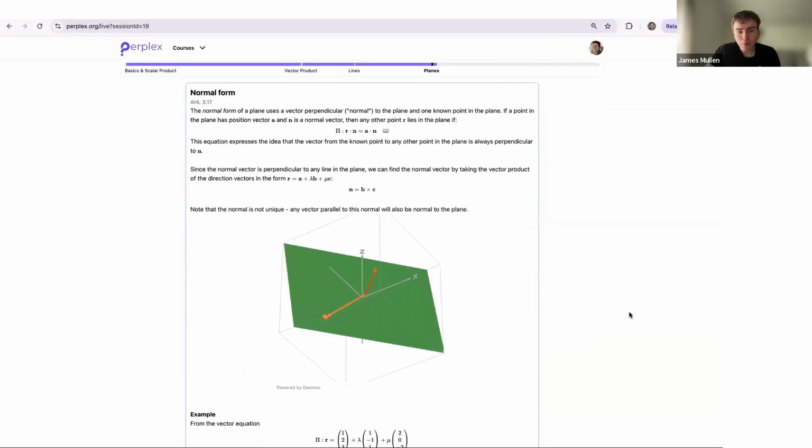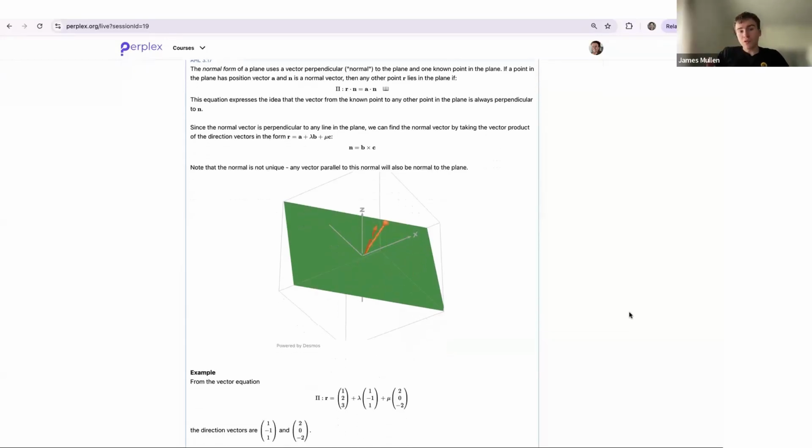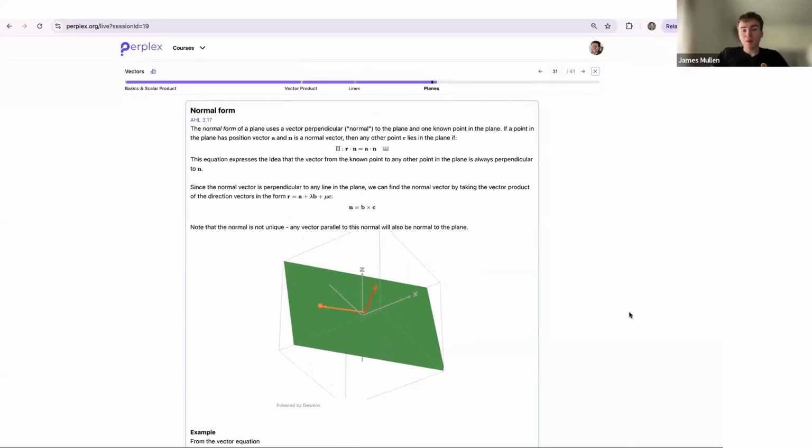Now, in general, that form is very, very difficult to handle because you have this nasty equation that has two parameters, lambda and mu, in it. It has two different direction vectors and a point. It's actually very difficult to work with. The most efficient form that we have for thinking about planes is what we call the normal form.